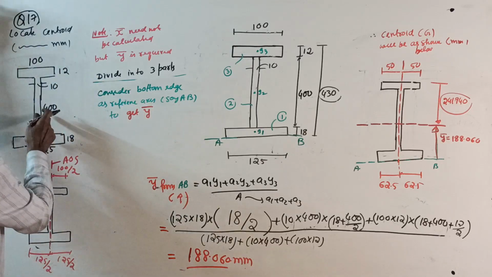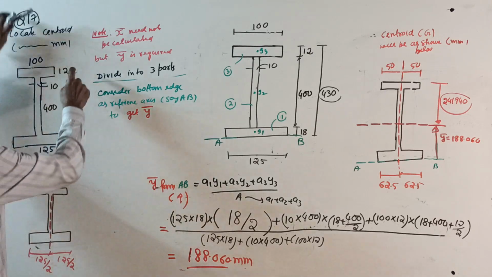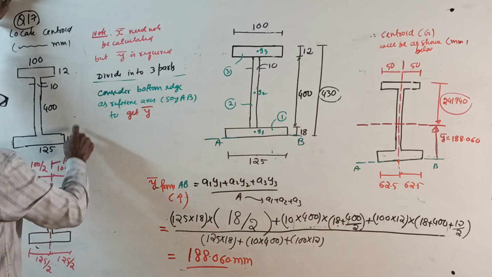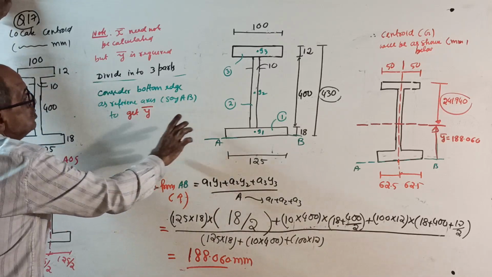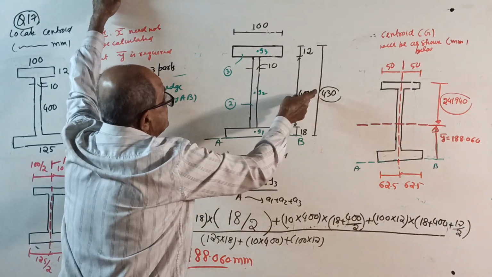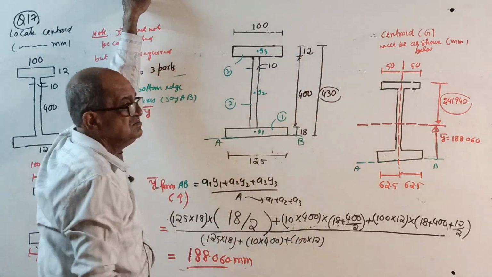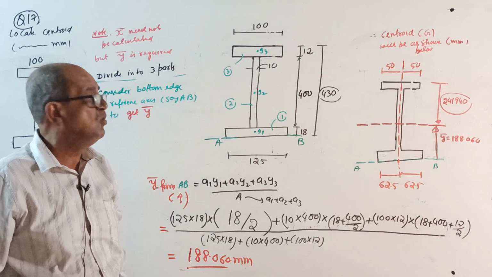125 by 18. See, this time they told this is 400, be careful. Last time they told full depth, so subtracting these two, you got this distance. But this time they told this is 400, so this time you have to add these two and get this one. That much mathematics should be known to you.